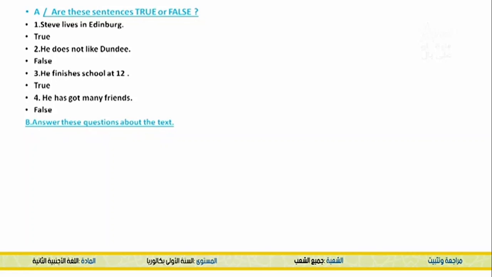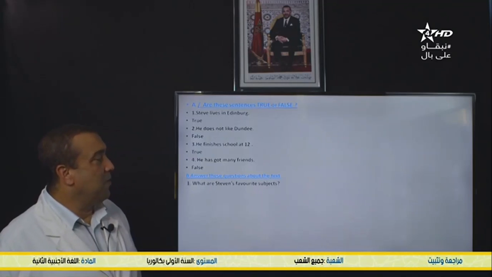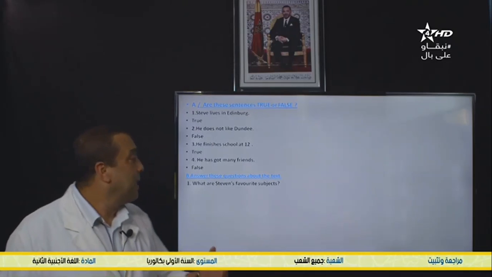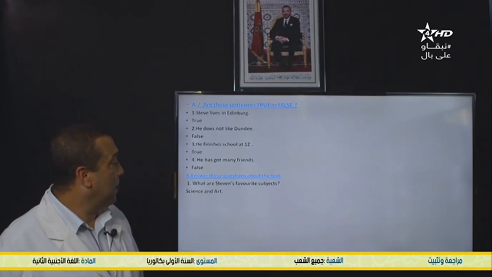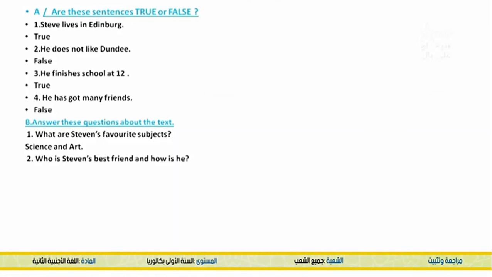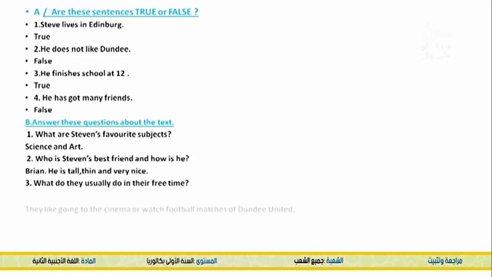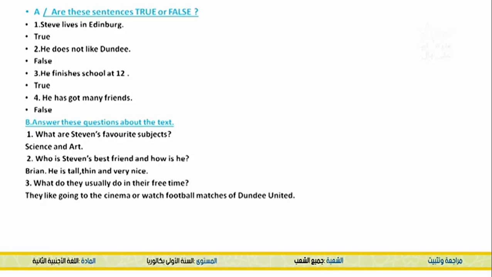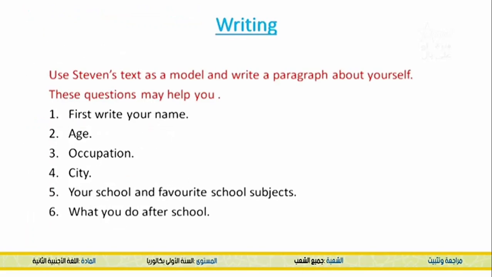Now I want you to answer these questions about the text. What are Stephen's favorite subjects? We said that he loves what? Yes, exactly, science and art. Number two, who is Stephen's best friend and how is he? Brian. He's tall, thin, and very nice. What do they usually do in their free time? They like going to the cinema or watch football matches of Dundee United. How does Stephen help his parents? He often feeds the horses, cows, and pigs. Okay?